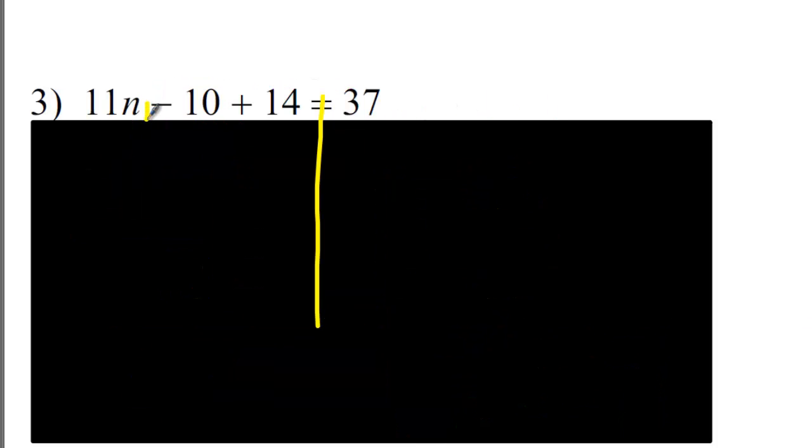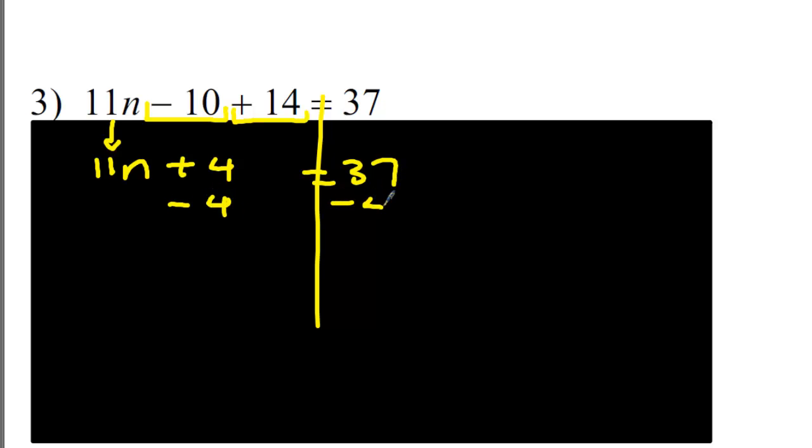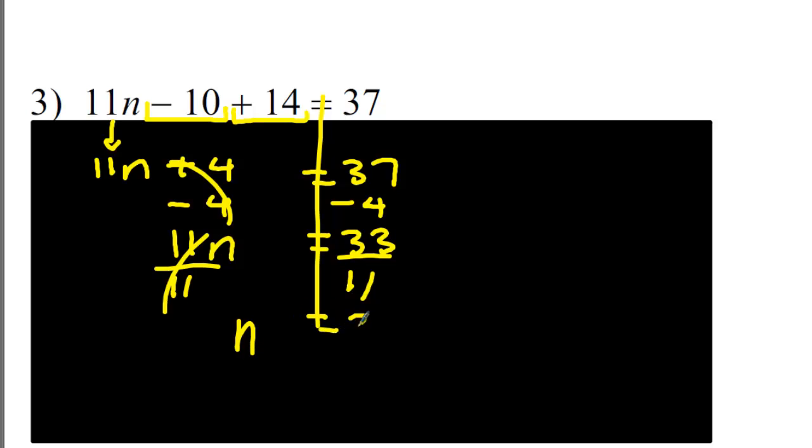We're gonna put the negative 10 and 14 together. So that's 11 and negative 10 plus 14 is positive 4. That's 37. Okay. Then we're gonna minus 4. So 11n equals 33. N equals 3.